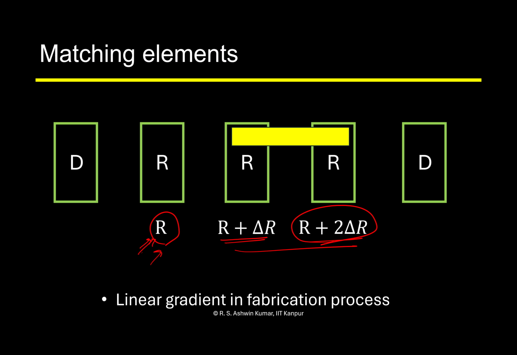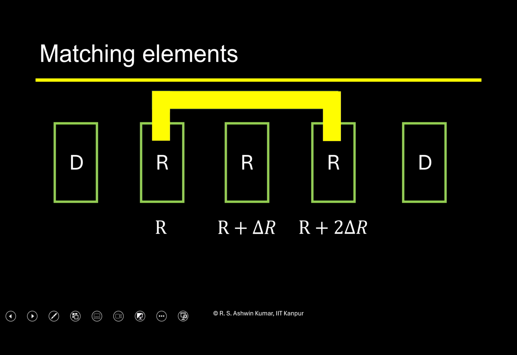Correct. So what he's saying is you connect the corner ones and put them in series, something like this. If you put them in series, the effective resistance we now have is 2R plus 2 delta R, which means the single resistor is R plus delta R. So even though there is a linear gradient, if you take the ratio, it's exactly 2. Right? So that's the idea.